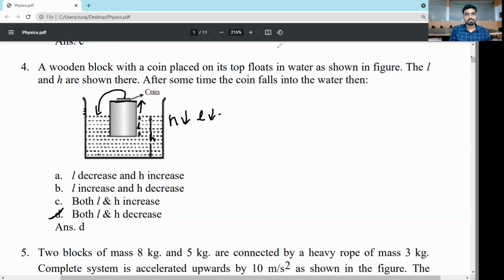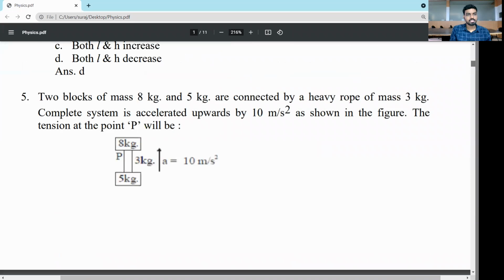Now question number 5. What is given? 2 blocks of mass 8 kg and 5 kg connected by a heavy rope of mass 3 kg. Complete system is accelerated upwards by 10 meter per second square as shown in the figure. They are asking the tension at the point P.